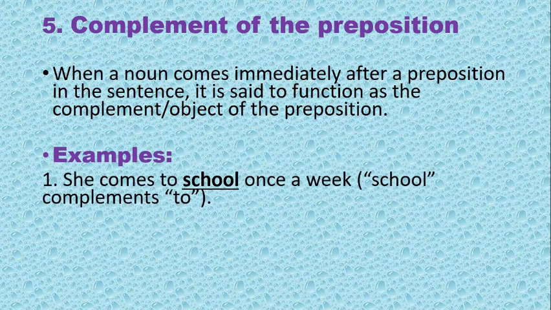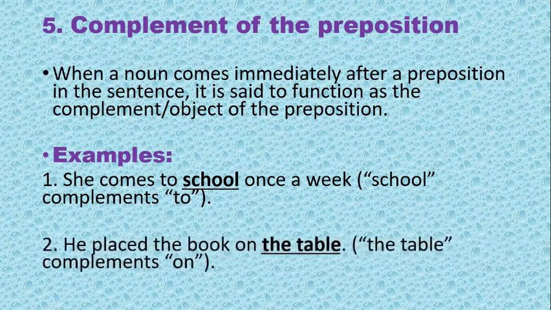For example, we have: She comes to school once a week. Now, school here complements the preposition to. The school is coming immediately after the preposition. So it's being controlled by the preposition. It is the complement of the preposition or the object of the preposition. He placed the book on the table. On is coming before the table, and the table is a noun. And what is the function of this table in this location?